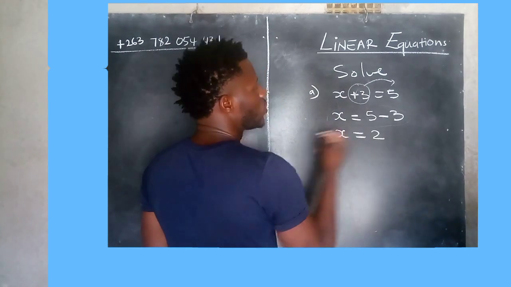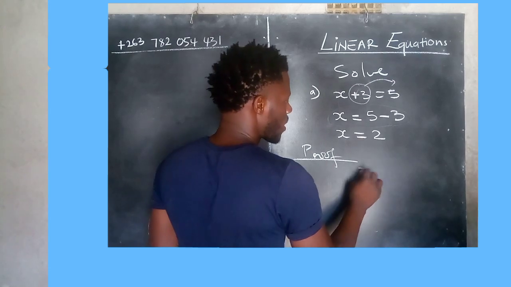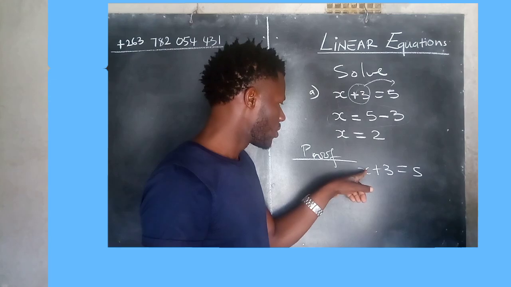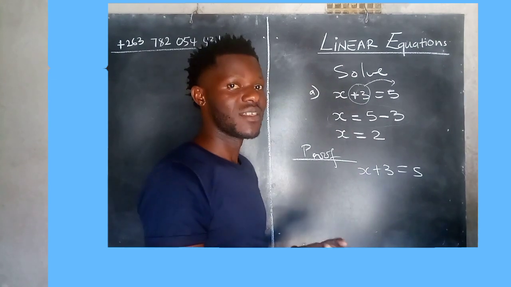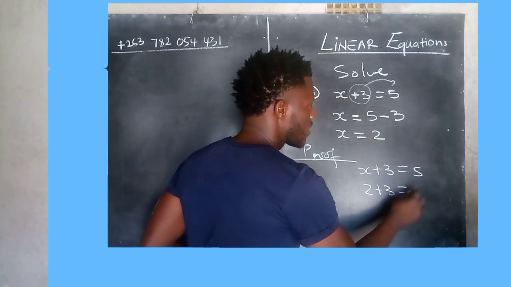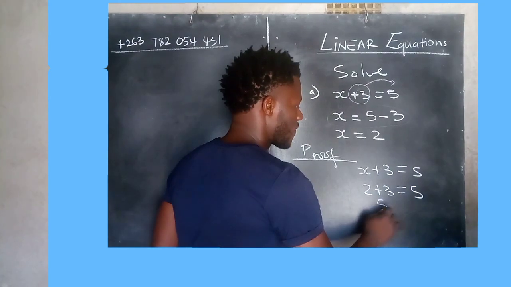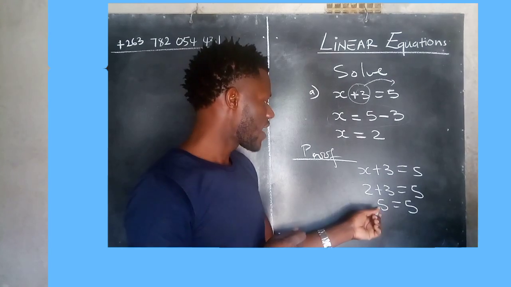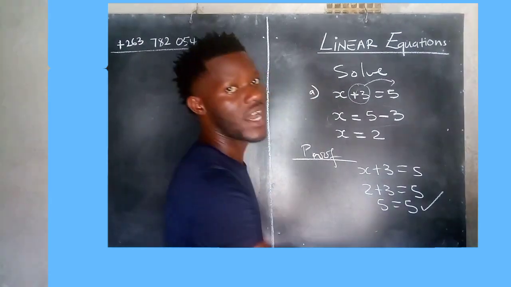So x is 2. How about proof? Is it true? x plus 3 is equal to 5. Now we want to substitute x by 2. If you get a true statement, then it means our answer is correct. That is 2 plus 3 is equal to 5. 2 plus 3 will give us 5. 5 is equal to 5. So how true is our answer? It is very true that 5 is equal to 5. If you get a true statement, then it means your answer is correct.